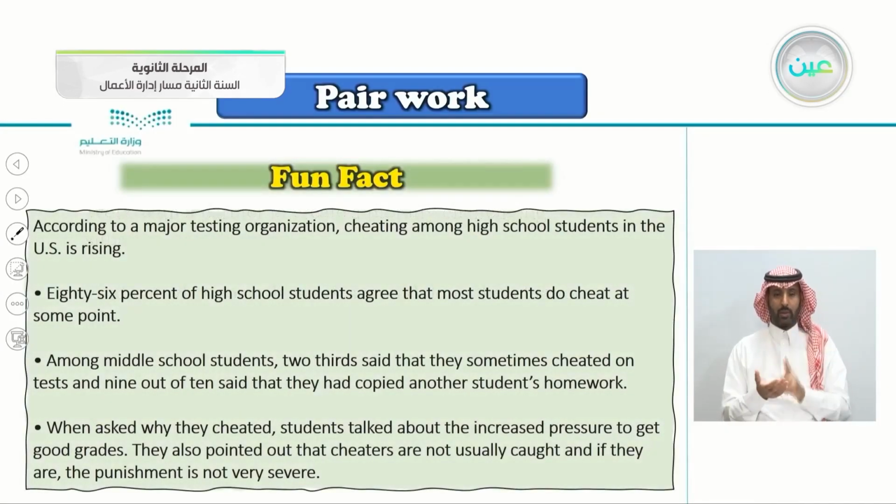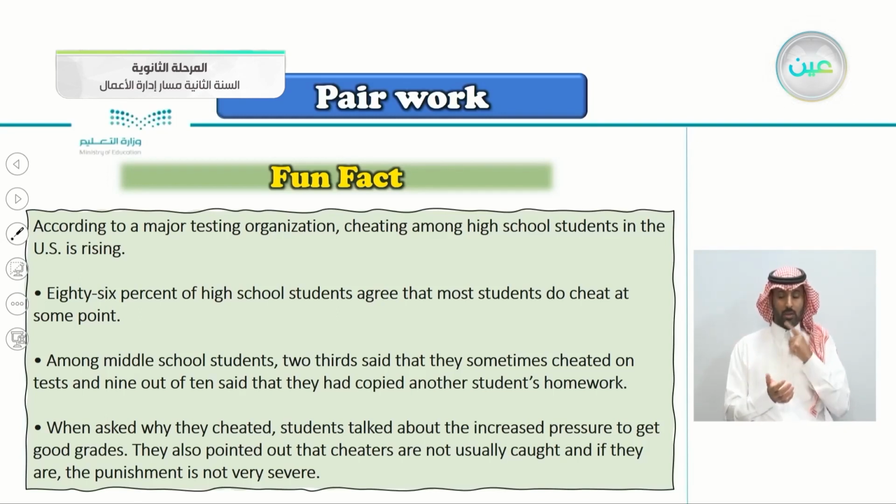According to a major testing organization, cheating among high school students in the US is rising. 86% of high school students agree that most students do cheat at some point. 86%, this is really high. Among middle school students, 2/3 said that they sometimes cheated on tests, and 9 out of 10 said that they had copied another student's homework. 9 out of 10, that's 90%.